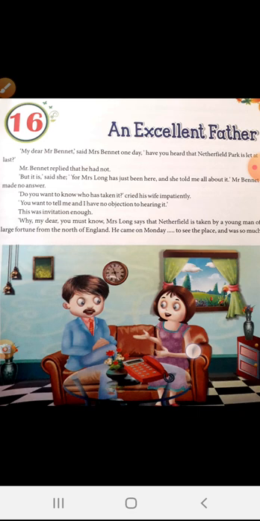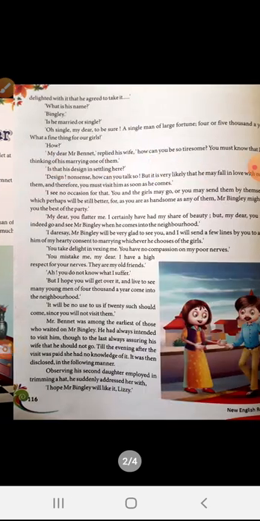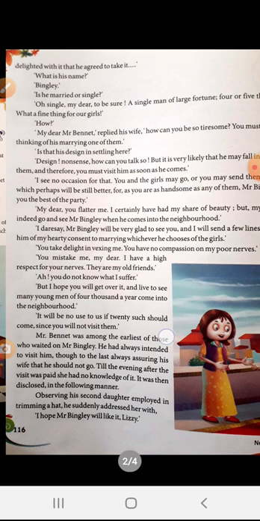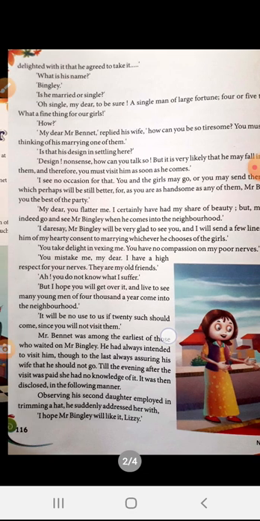This means Netherfield Park is taken by a young rich man of large fortune, that he is a very rich man, and he comes from England. He came on Monday to see the place and was so much delighted with it that he agreed to take it. So she said that the young man was delighted to see the place and agreed to take it.